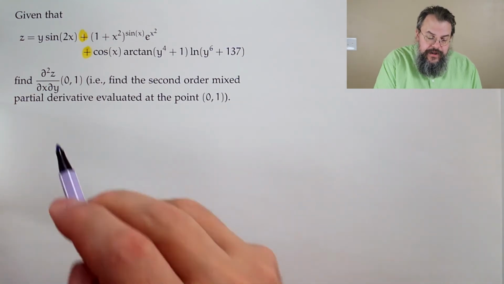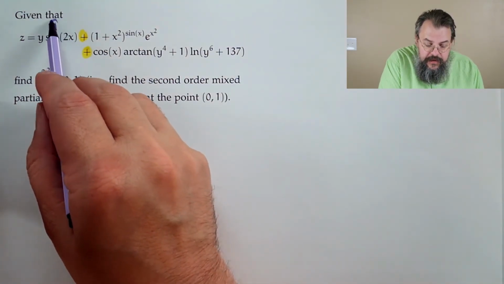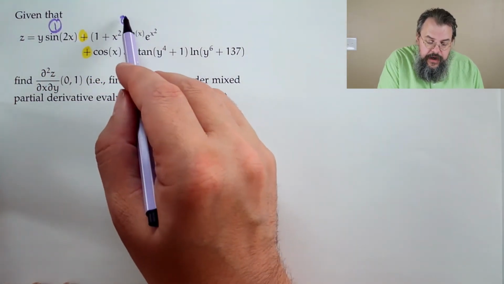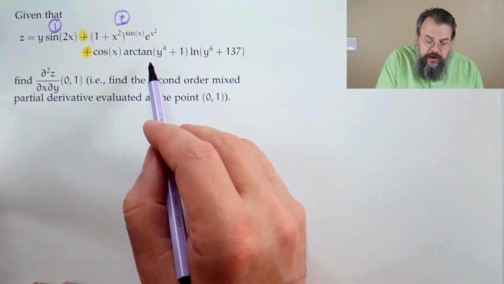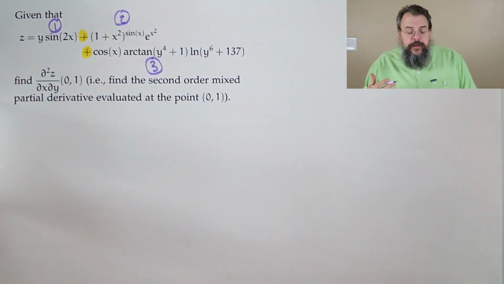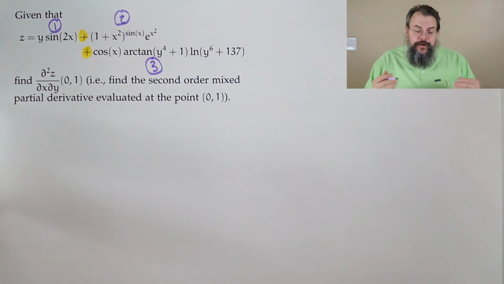And so there's the y sine of 2x. That's one piece. There's the 1 plus x squared sine of x, e to the x squared. And then there's this last piece. And for each one, we can think about what we should do and what's the right way to proceed.